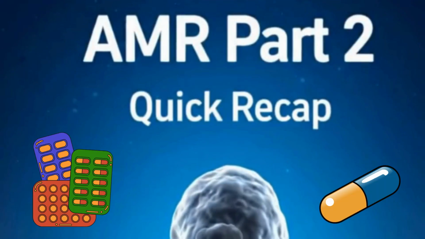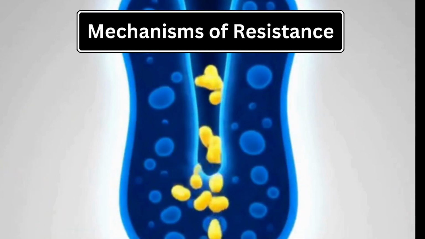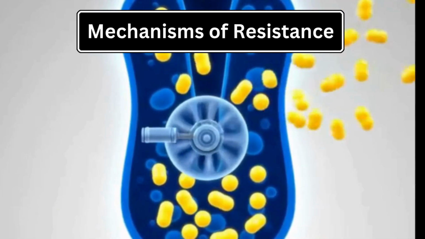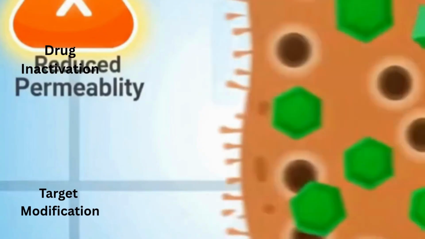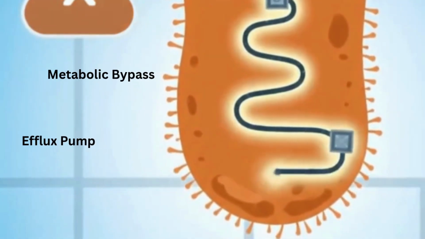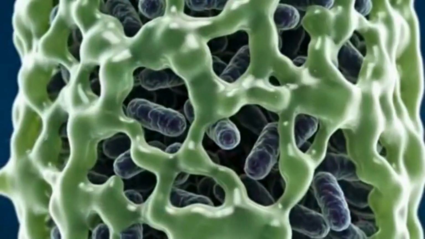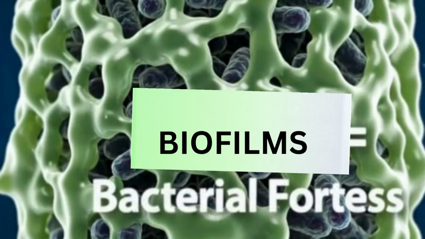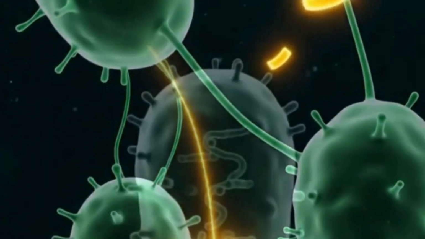Before we continue, let's quickly recap how bacteria become antibiotic resistant. In part 1, we learned that bacteria can resist antibiotics through several mechanisms. These are destroying the drug, modifying the target, reducing drug entry, pumping antibiotics out through efflux pumps, or bypassing blocked metabolic pathways. We also discovered that bacteria can protect themselves by forming biofilms. Biofilms are complex communities enclosed within a protective matrix that limits antibiotic penetration.